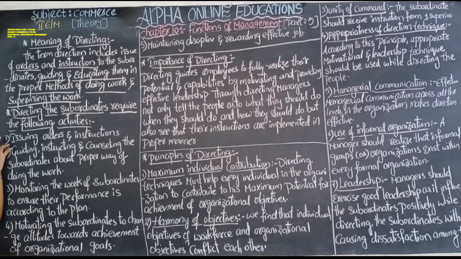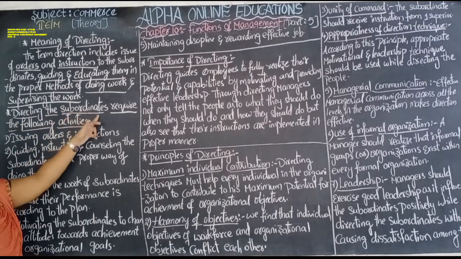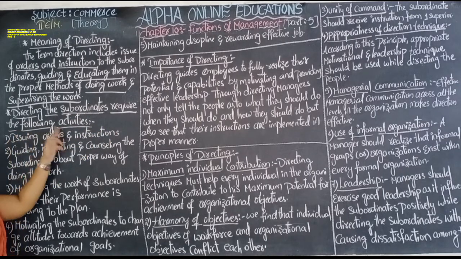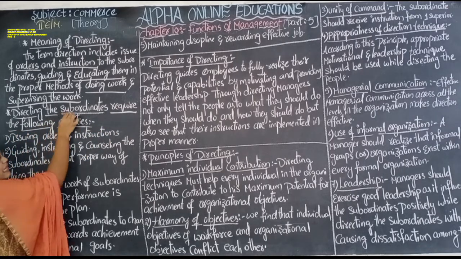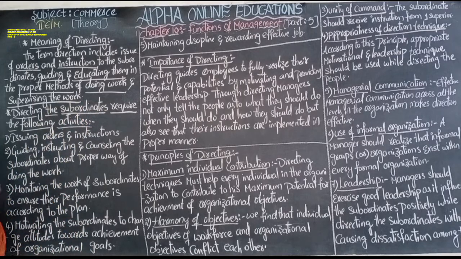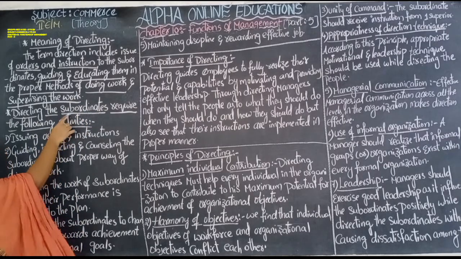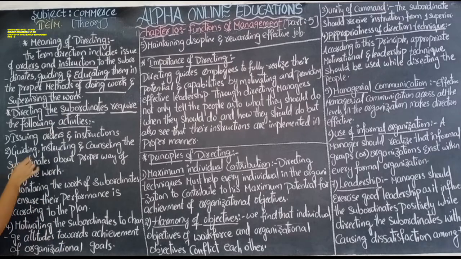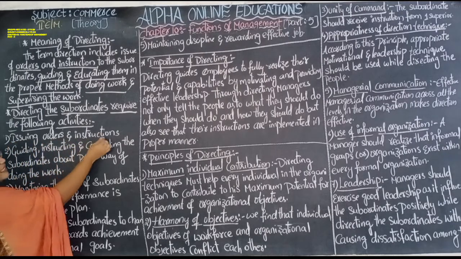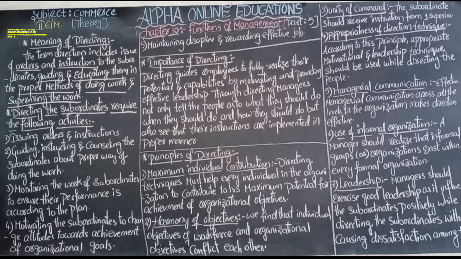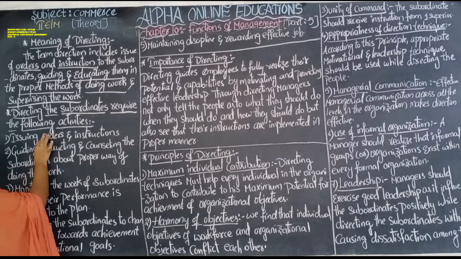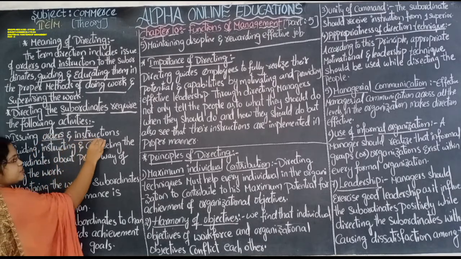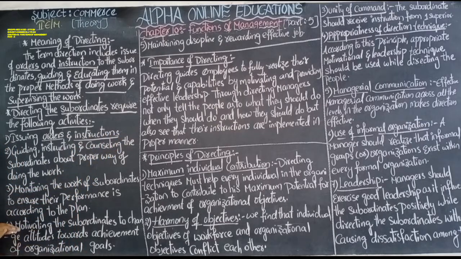Let us move on to the activities that directing the subordinates requires. While the superiors or management are directing the subordinates, the following activities are required. Let us see what these are. Issuing orders and instructions. First, the superior or management, what do they have to do? They have to issue orders or instructions. That is the first step.